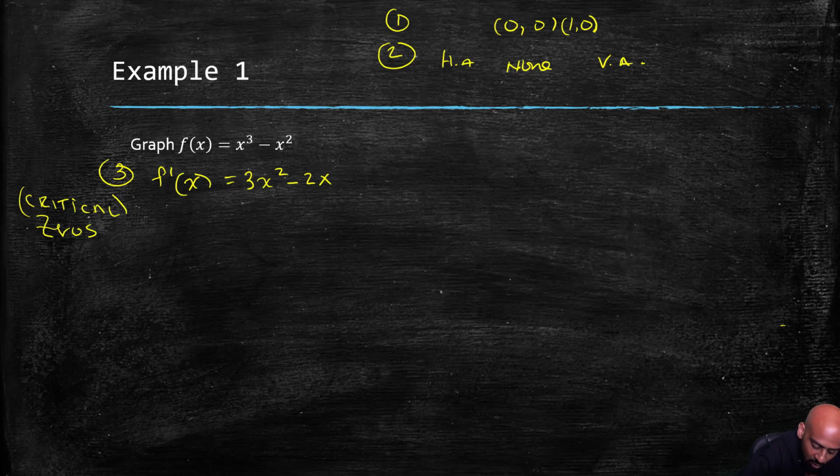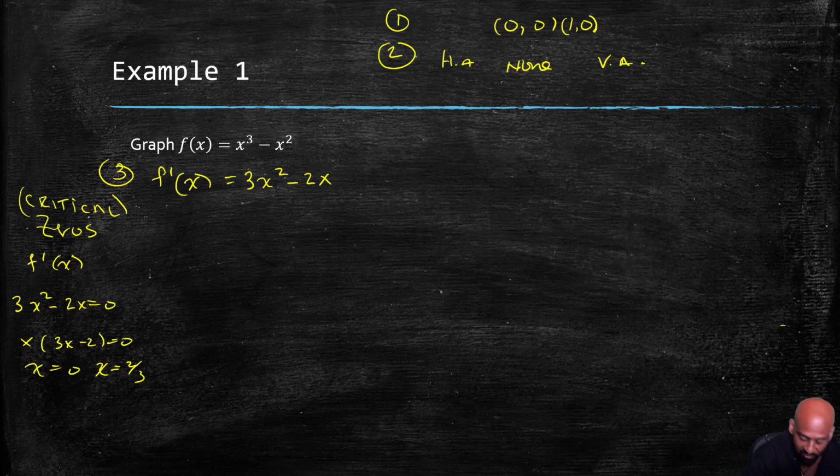All right, so critical, which is the zeros, and that's setting the derivative equal to 0. Then I'm going to solve this, so I get 3x squared minus 2x equals 0. So effectively, x equals 0 and x equals 2/3. So those are the zeros for this guy.